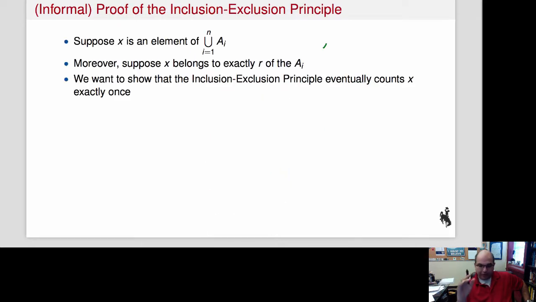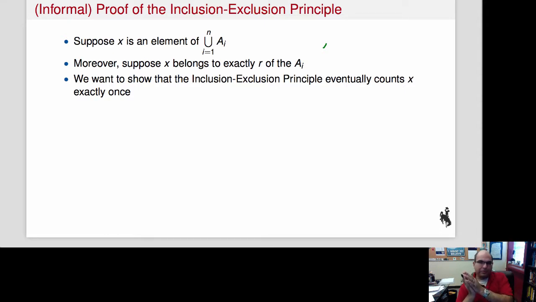Okay, now let's try to prove that. And I'm not going to prove it in full glory. I'm going to give you kind of an informal argument as to why it's true. So here's the idea. Suppose that X is an element of the union of all, right? So it appears in at least one of the sets. And let's be precise. Let's say that it appears in exactly R of the sets, okay?